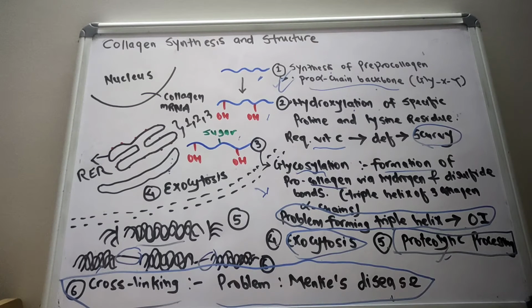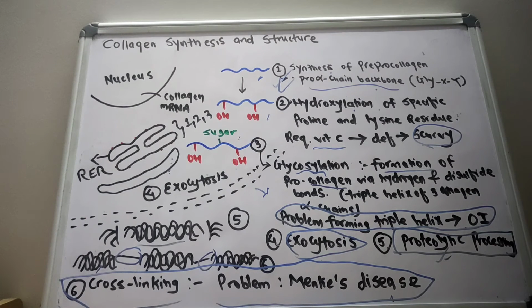So there are 6 steps you should know in collagen synthesis: synthesis of the pre-procollagen, hydroxylation of the pre-procollagen, and glycosylation of the pre-procollagen that leads to formation of the procollagen. All these 3 steps occur in the rough endoplasmic reticulum, inside the cell in the cytoplasm. After formation, the procollagen is transported out to the extracellular space with the help of the Golgi body.